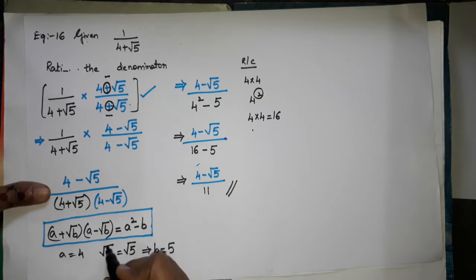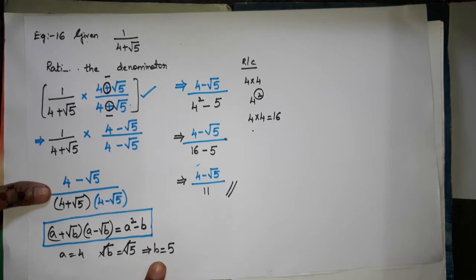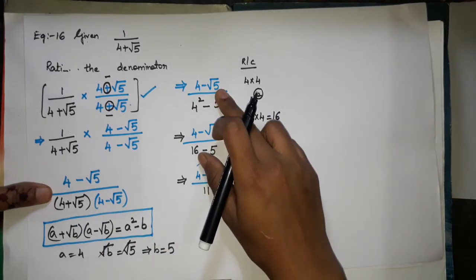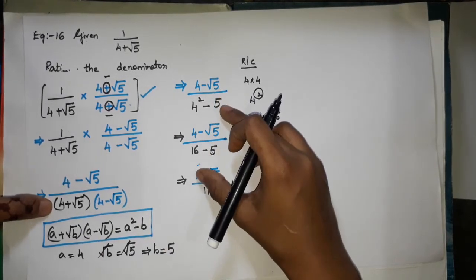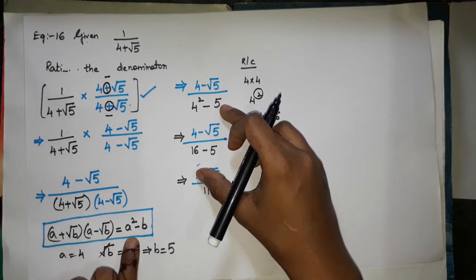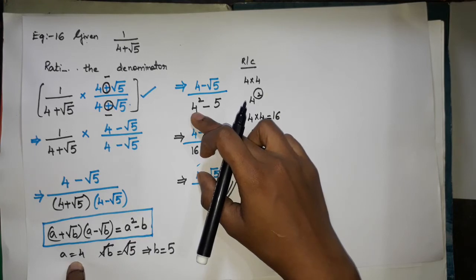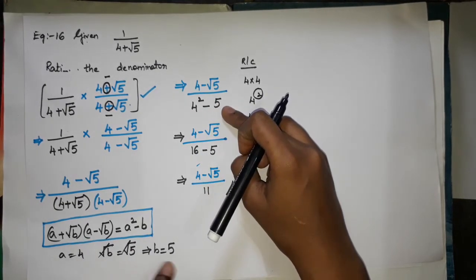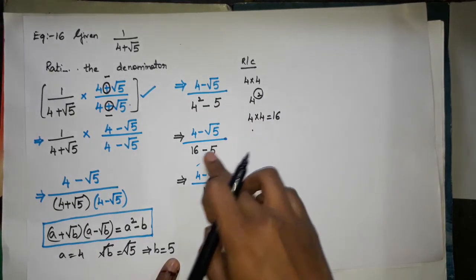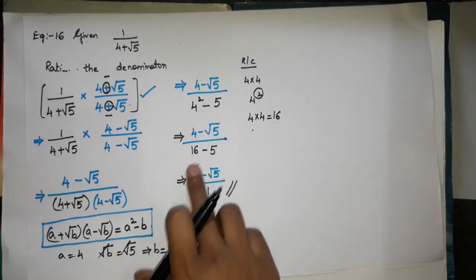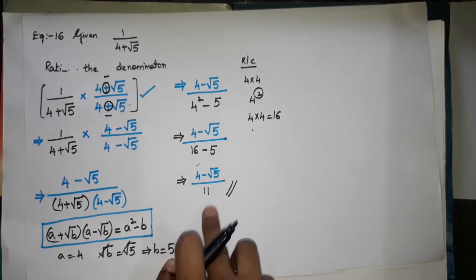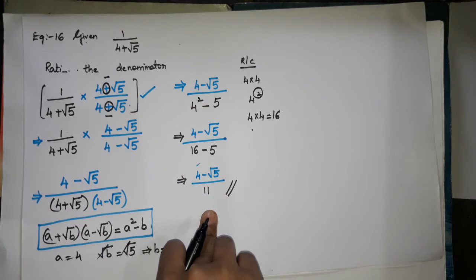Here root and root get cancelled. So, b is equal to 5. The numerator I have written as it is. The denominator is in this form, right? So, a square minus b we have to write. A is nothing but 4, so 4 square minus b, where b is 5. We have to square it. That will become 16 minus 5, that is 11. Hope you all are understanding it. Yes, children? Are you all understanding it?